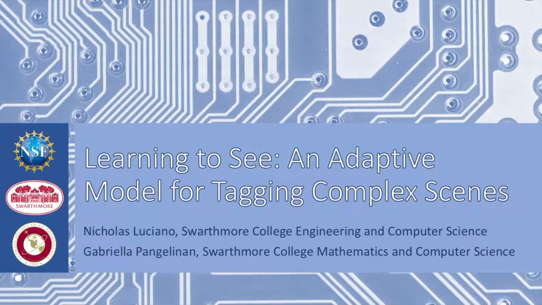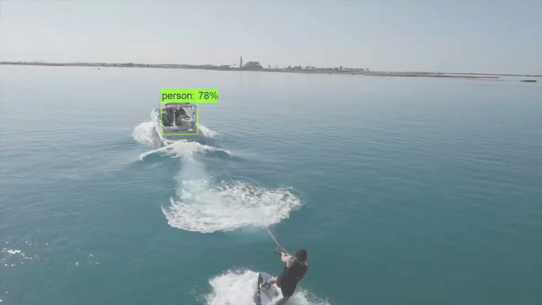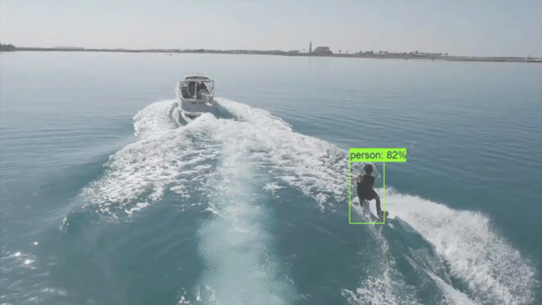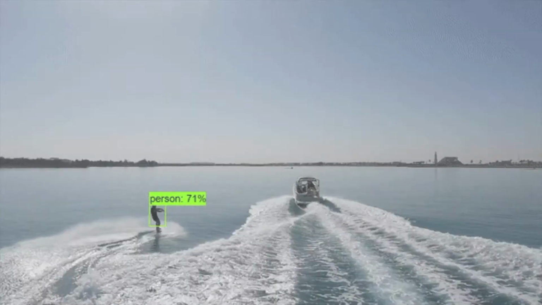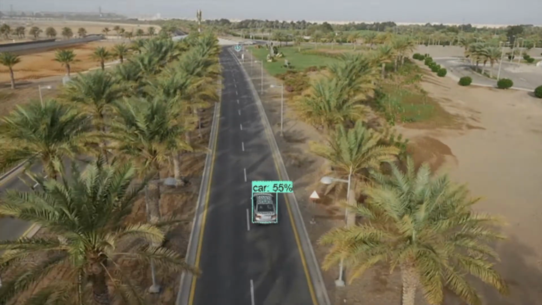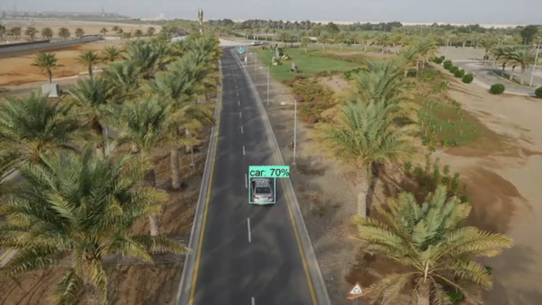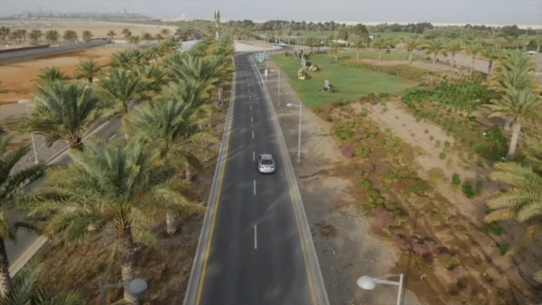This is our project for the 2018 Amalthea REU, Learning to See: an adaptive model for tagging complex scenes. Current computer vision algorithms and convolutional neural networks are highly accurate in detecting and classifying objects in standard videos. However, more complex video scenes present abnormalities that are challenging for standard classification methods. In this project, we explore how intensive preprocessing techniques affect the ability of deep learning-based methods to detect and accurately identify objects in video frames in real time.